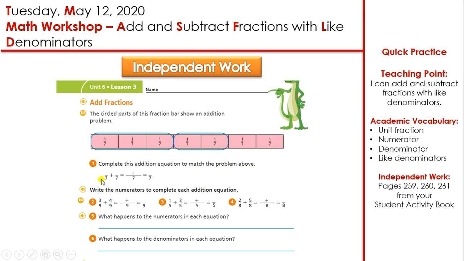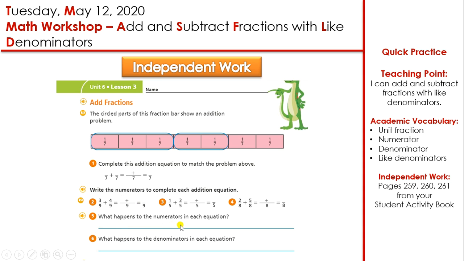So on the first one, you're supposed to take a look at this fraction bar. So we have one addend selected right here, and the second addend selected right here. So first you're going to complete these 2 fractions, and then you're going to write denominators right here, and then the total here. In this case, you already are given the fraction, but you're supposed to write the denominators on top and then the total right here.